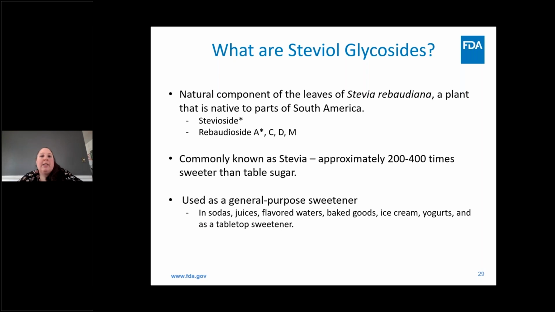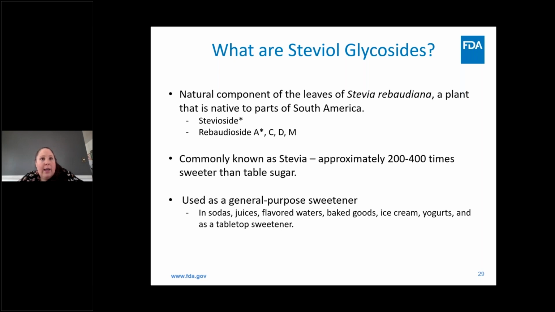So what are Steviol glycosides? Well, the Stevia rebaudiana plant is native to South America, and Steviol glycosides are components of the stevia leaves. They all have a basic common backbone called steviol, and they include compounds such as stevioside and rebaudiosides. The most abundant Steviol glycosides extracted from stevia leaves are stevioside and rebaudioside A.